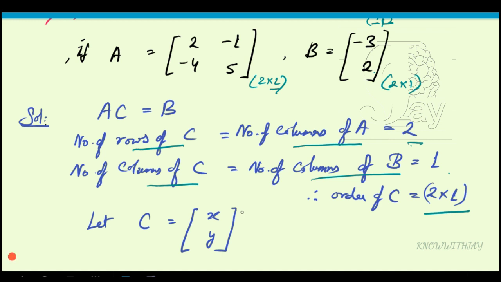Now when we have the order 2 by 1, that means we have 2 rows and 1 column. So let the matrix be in this format where we have x and y.